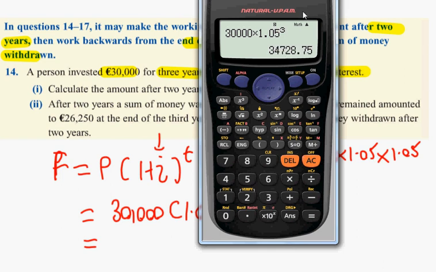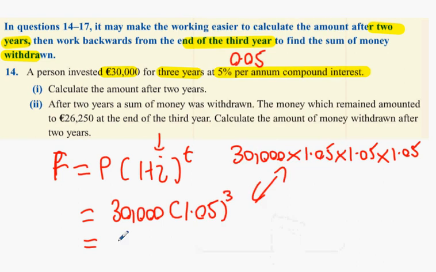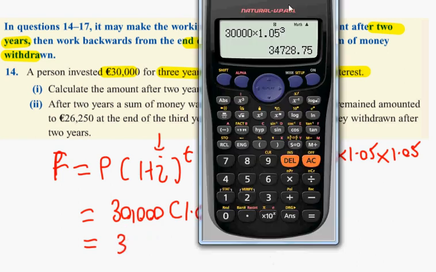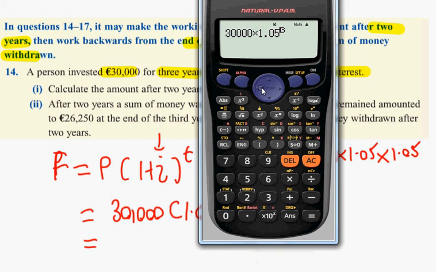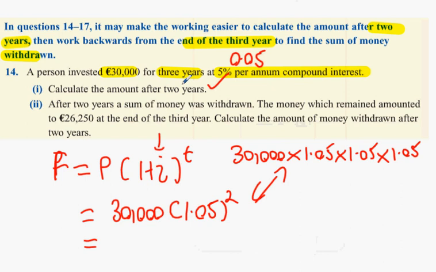We're going to get 34,728. Oh, sorry, was it 32 or 34? 34. 34,728.75. Okay, quite an easy first question. Nothing to worry about there. Oh, after 2 years. Sorry guys, after 2 years, my fault. So, after 2 years, 30,000 times 1.05 squared is 33,075. No decimals. No decimals. Okay.